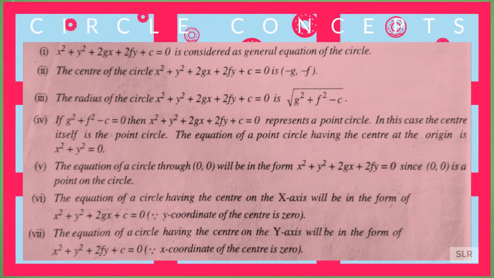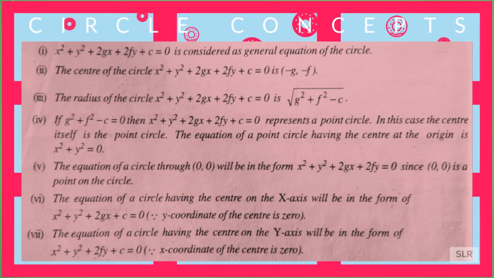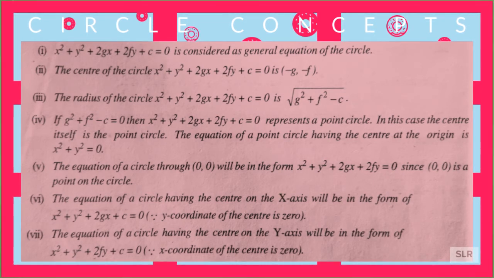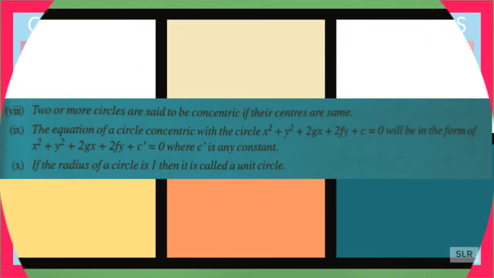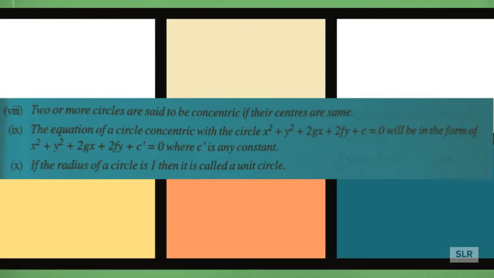The equation of a circle having the center on the x-axis will be in the form x square plus y square plus 2gx plus c equal to 0. Here f is equal to 0. Similarly, with the center on the y-axis, the equation of the circle is x square plus y square plus 2fy plus c equal to 0. Here the g value is equal to 0. Two or more circles are said to be concentric if their centers are the same.